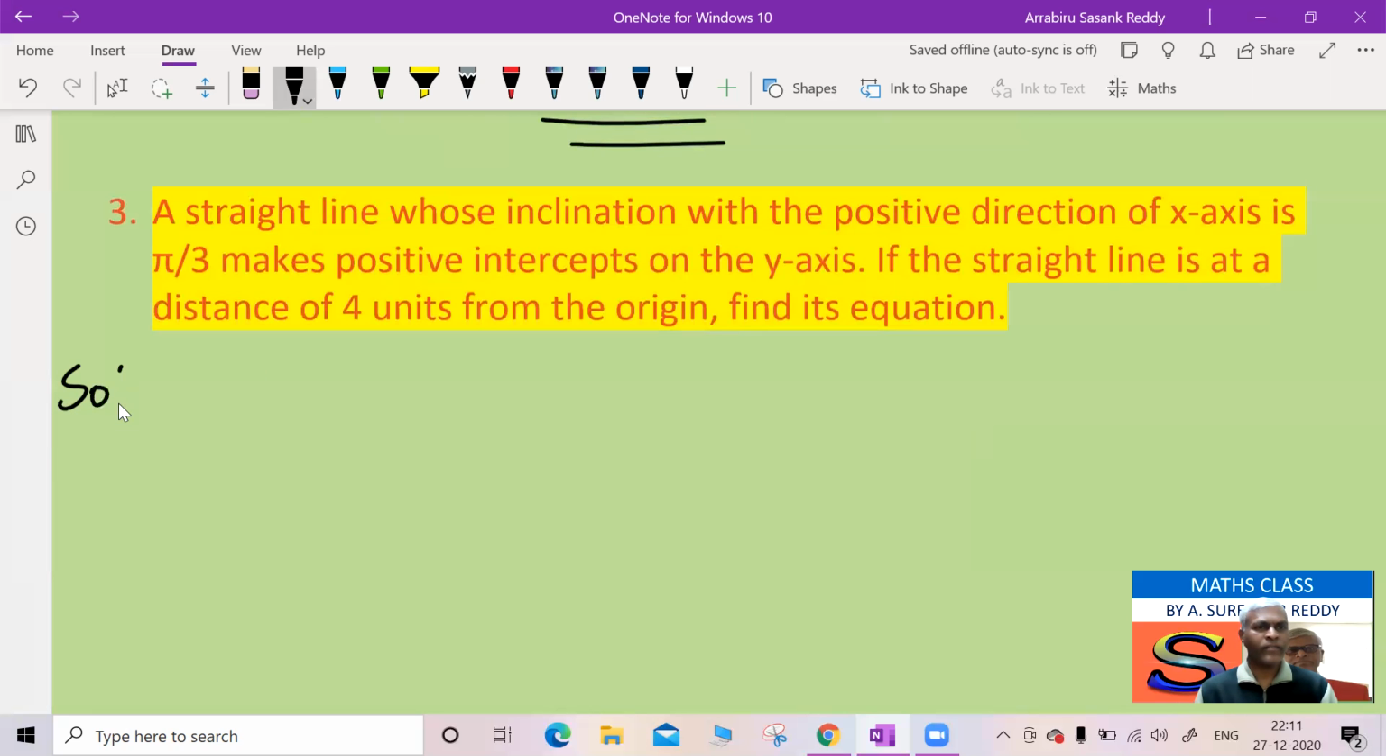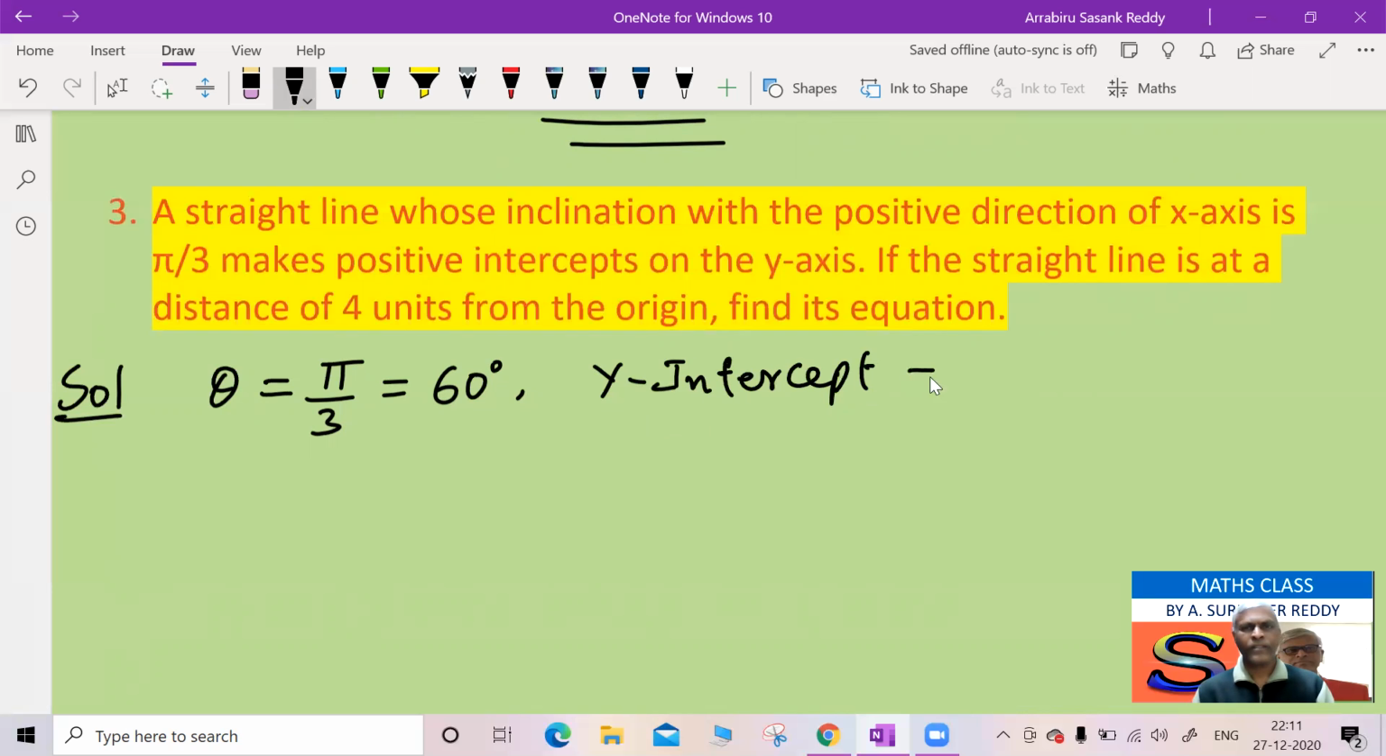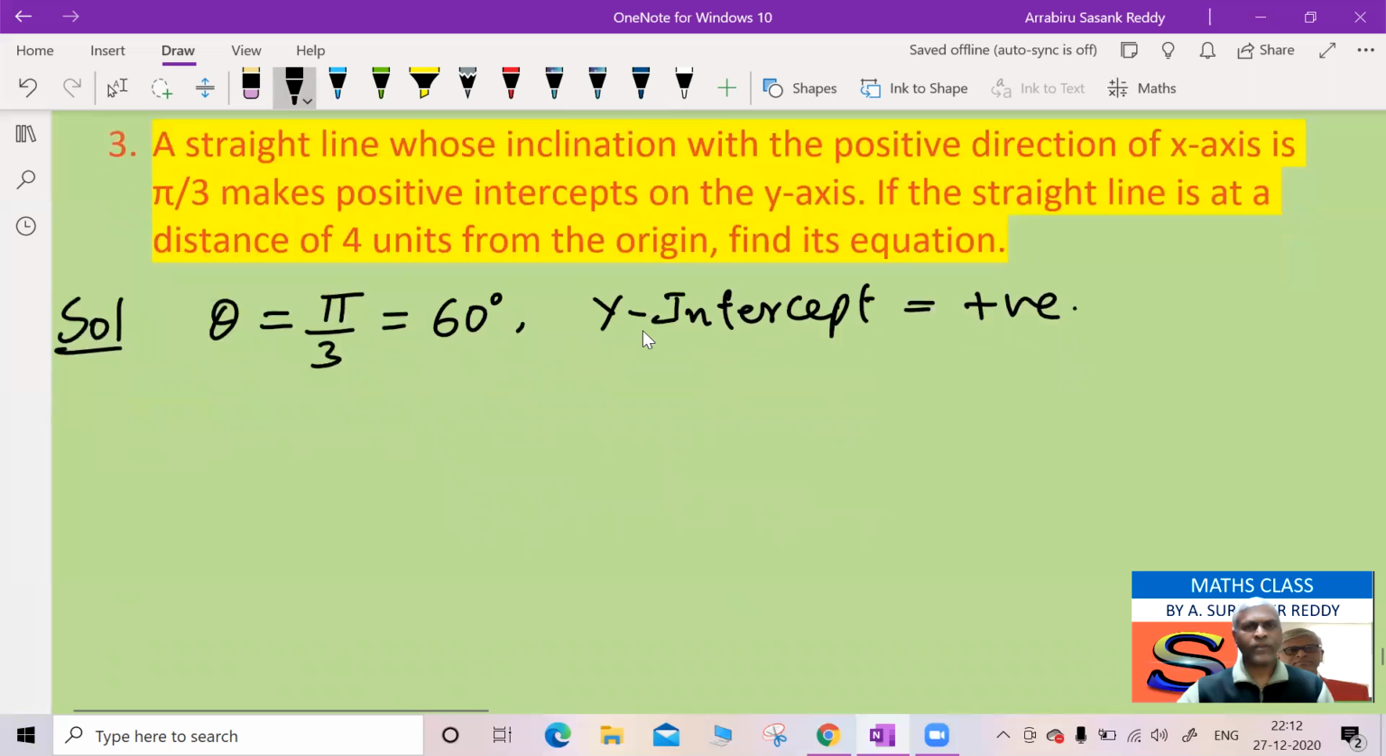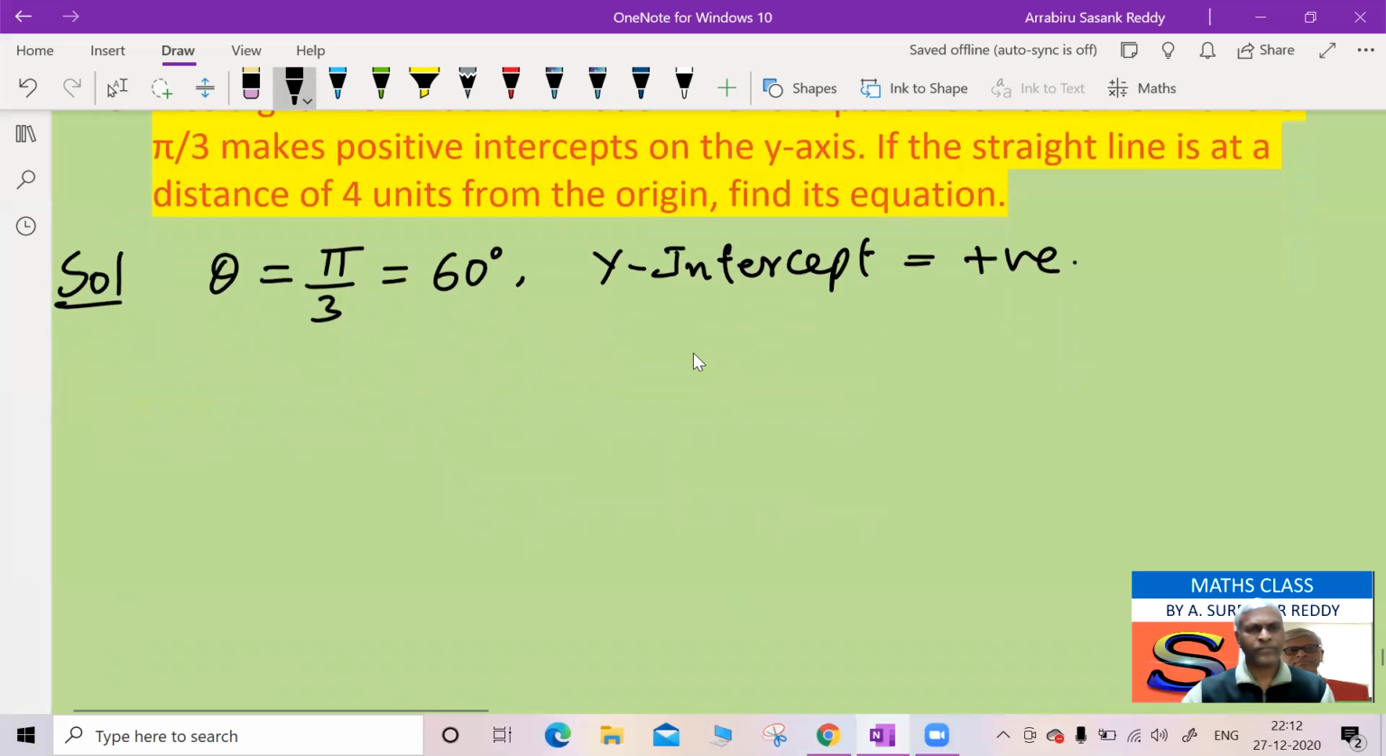Now what is given? The angle is pi by 3, that is 60 degrees with the positive direction of x-axis. And the y-intercept is positive. And the distance is 4 units from the origin. The distance from the origin to the line is 4 units.